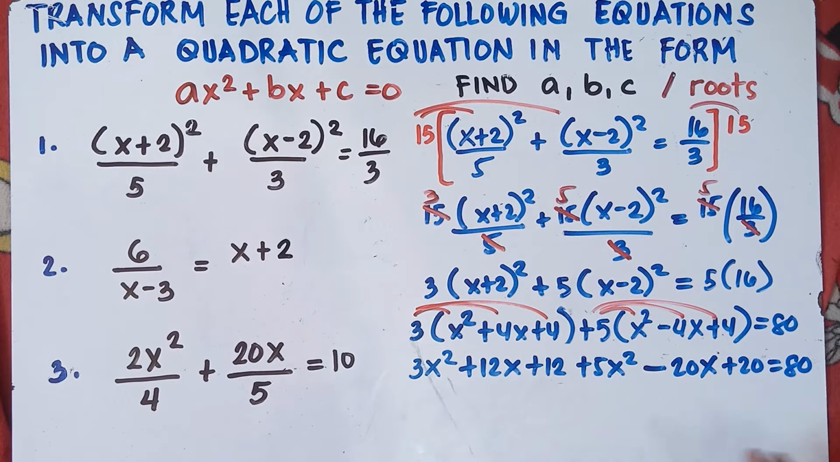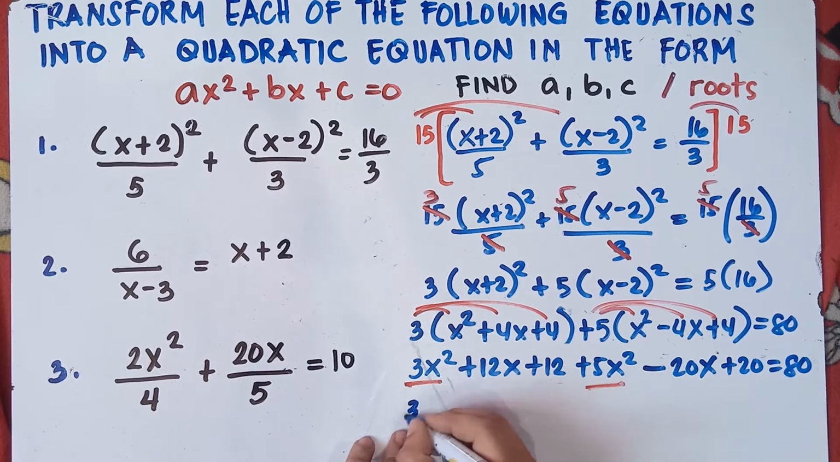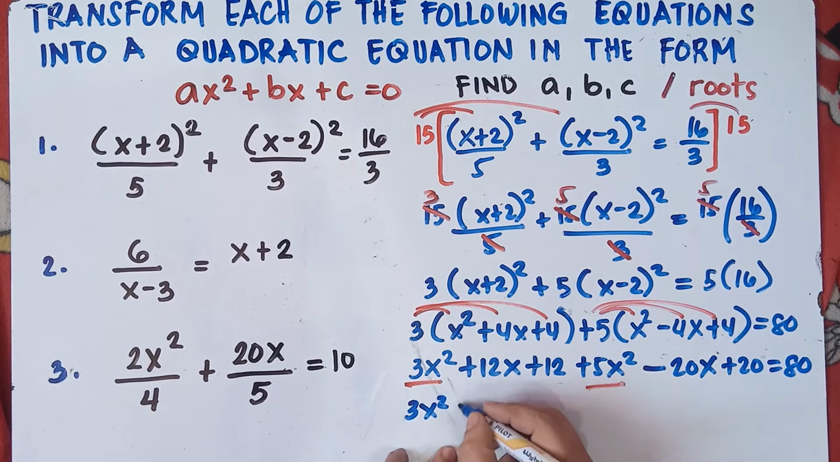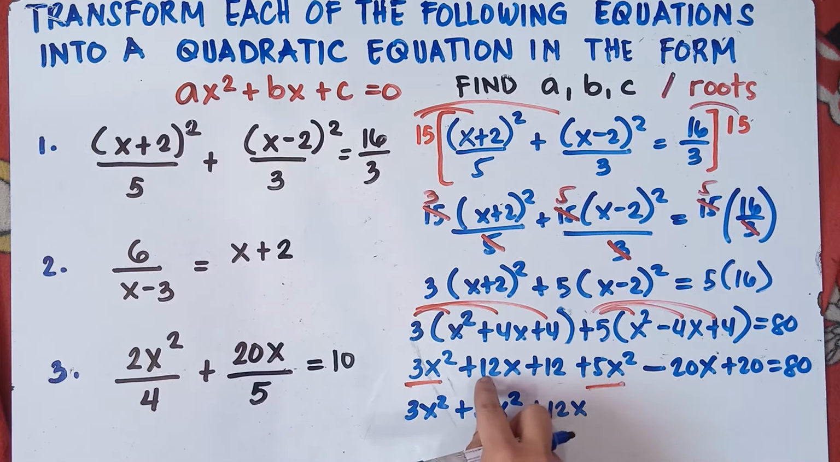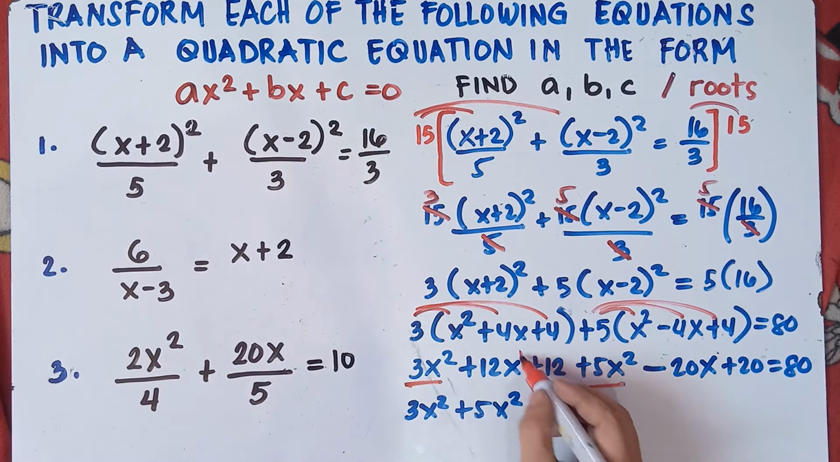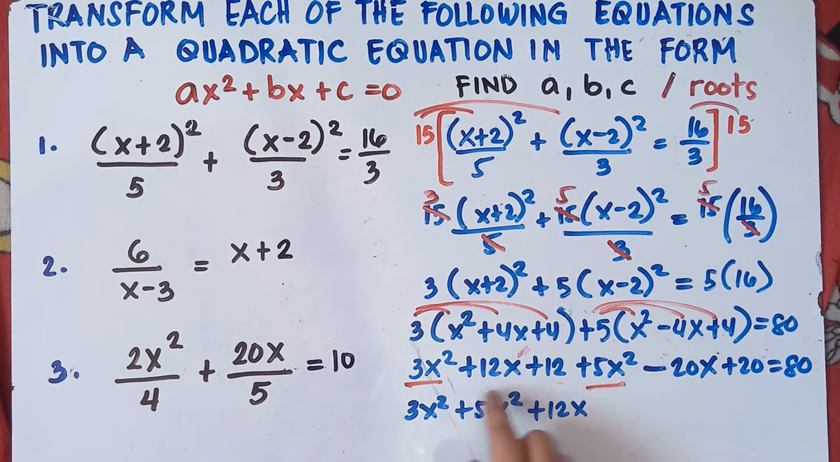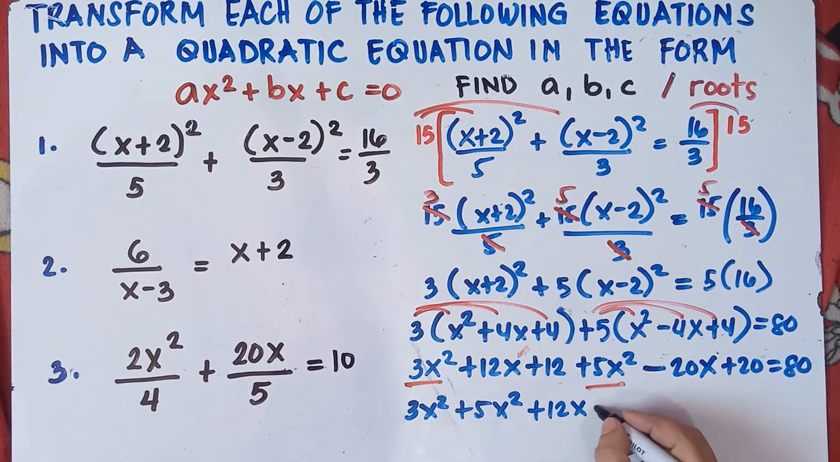So arrange, this one comes first, x squared. So 3x squared, then copy, plus 5x squared. Alright, and then the variable x, positive 12x. So once again, the linear term is the number together with the variable x with the exponent of 1. So the exponent of x here is 1. So arrange 12x, then next will be negative 20x.